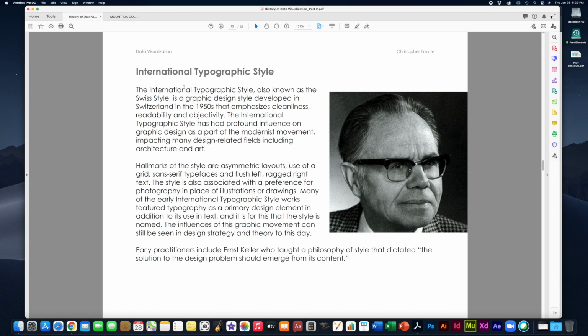And so the International Typographic Style, which is also known as the Swiss style, is a graphic design style developed in Switzerland, hence the name, in the 1950s, and it really wanted to emphasize cleanliness, readability, and objectivity. It really wanted to take letter forms and move them into the future and make them clean and very modern looking and easy to read and understand. So similar to Italian Futurism, this was a design movement that really was looking to the future.